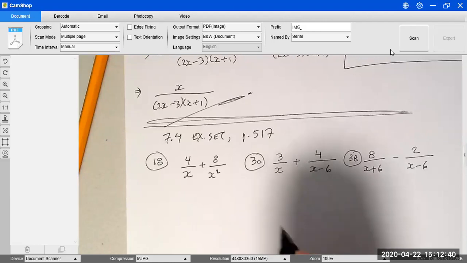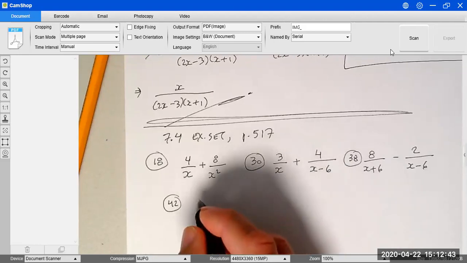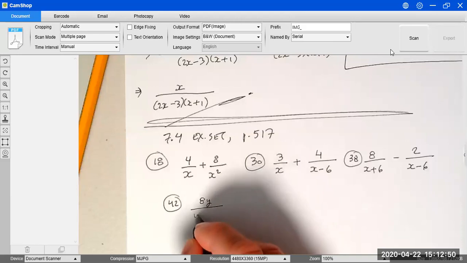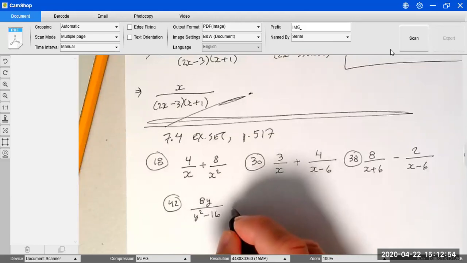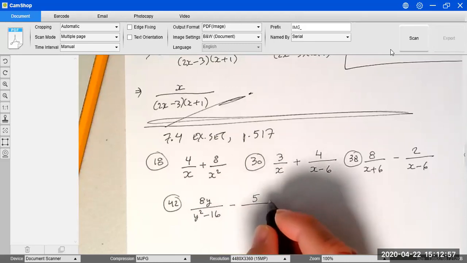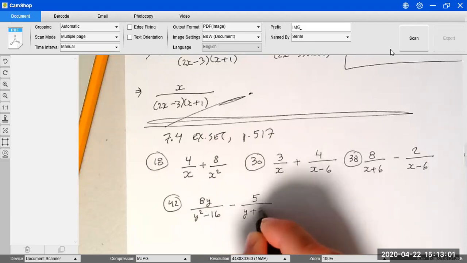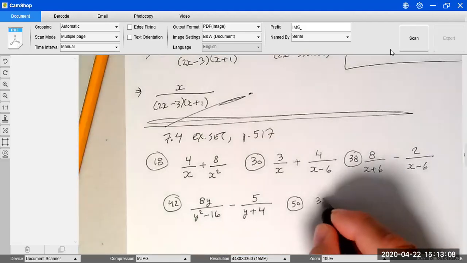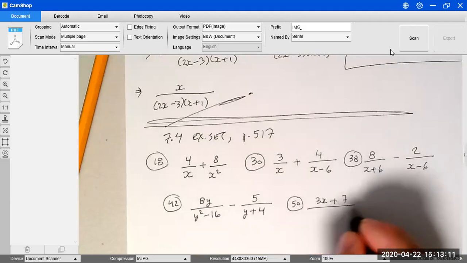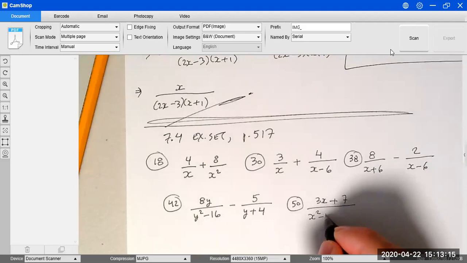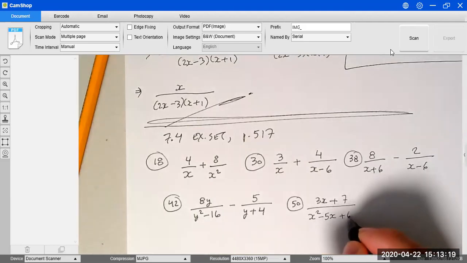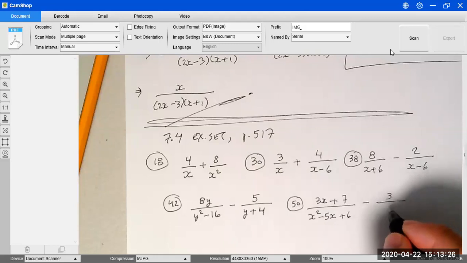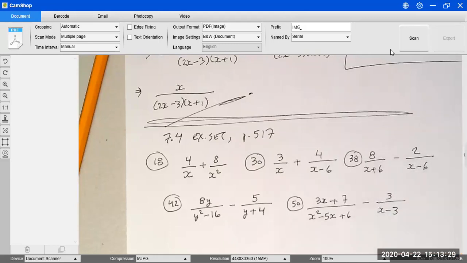Then we have problem 42, which is 8y over y squared minus 16 minus 5 over y plus 4. Then problem 15: x plus 7 over x squared minus 5x plus 6 minus 3 over x minus 3.